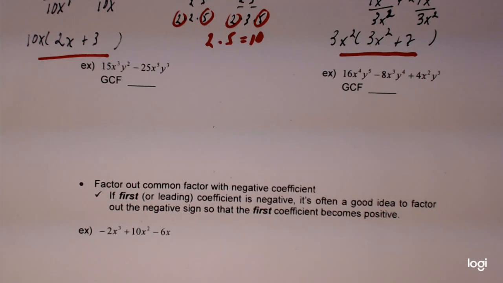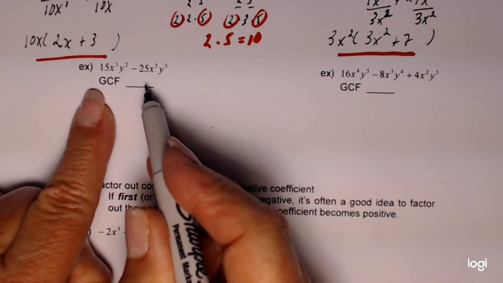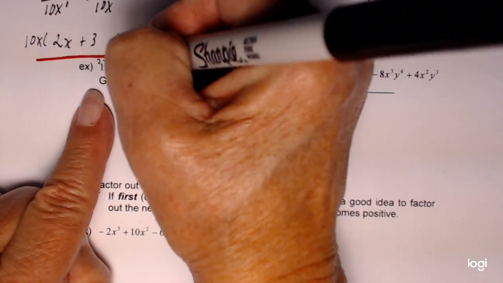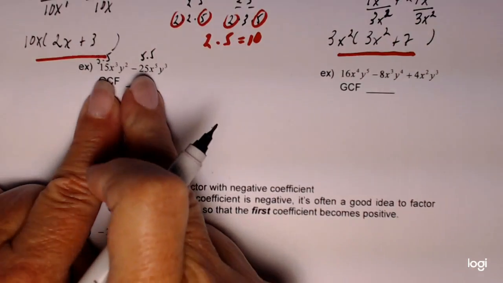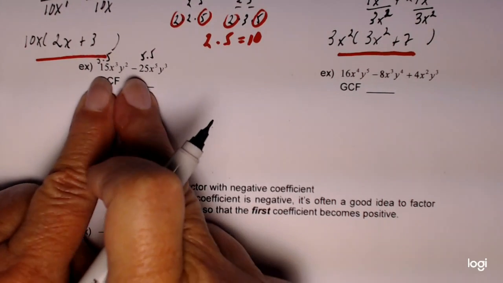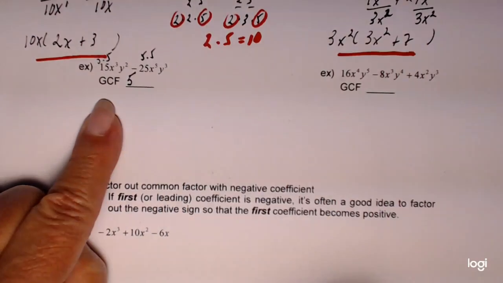Continuing on with this technique of greatest common factor, next example. We have 15 and 25. 15 is 3 times 5. 25 is 5 times 5. Those are our prime factors. So the greatest common factor in terms of our coefficients will be a 5.